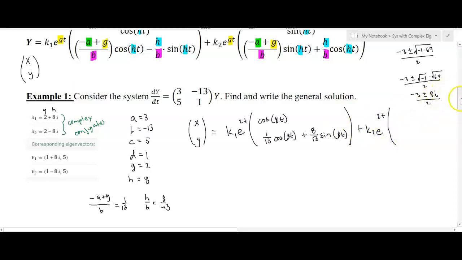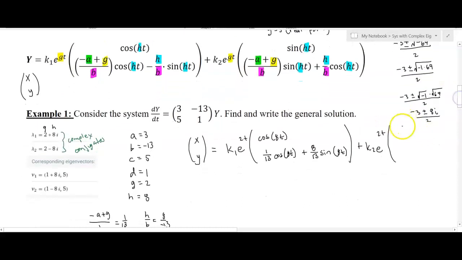And a lot of this stuff is going to look very similar, except the top component is going to have sine of 8t, and the bottom component is going to have the same coefficient as the cosine did here, 1/13 sine of 8t, plus h over b. We said h over b was negative 8/13, so we're adding it, so plus negative 8/13 cosine 8t.